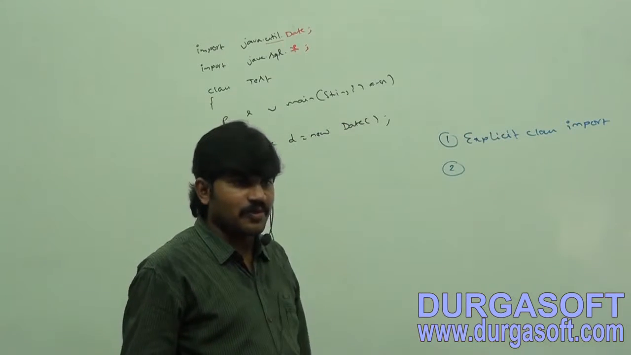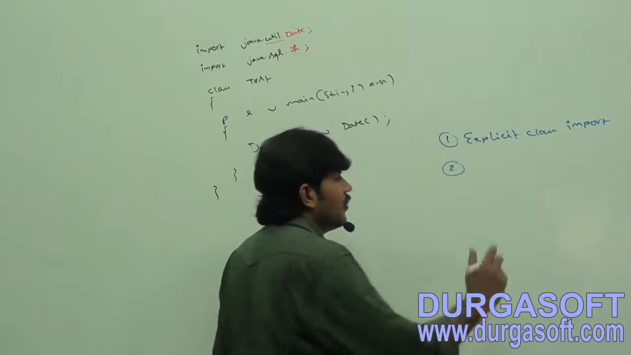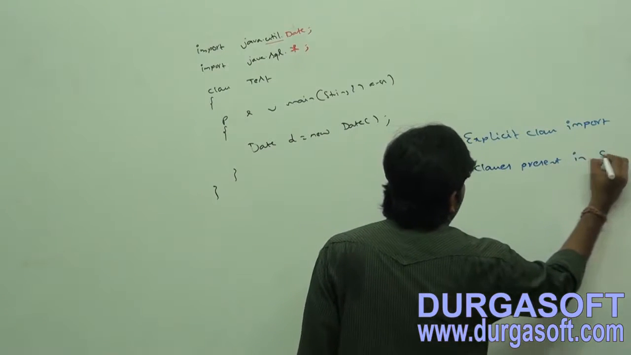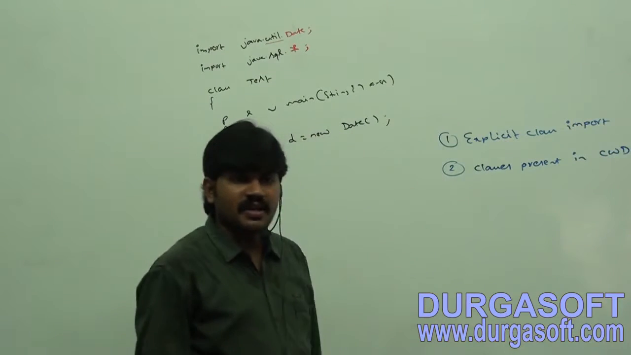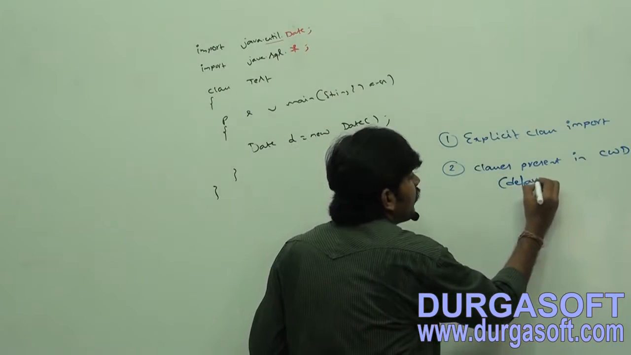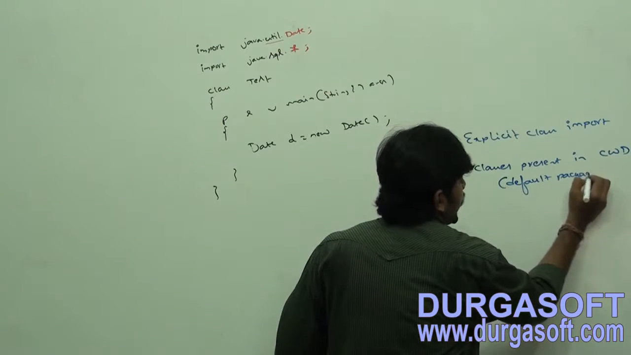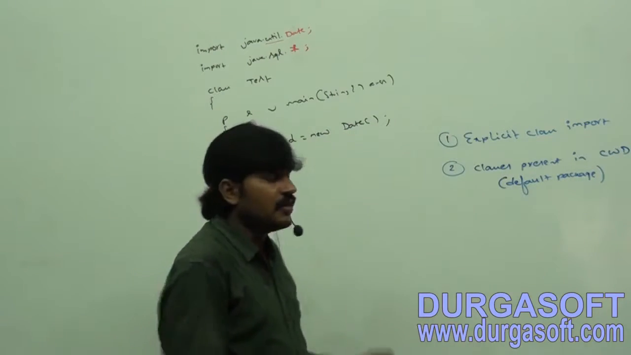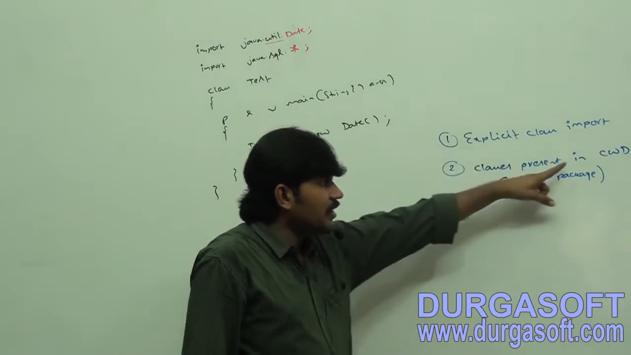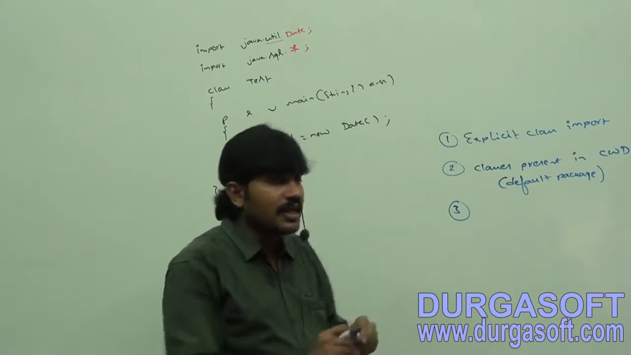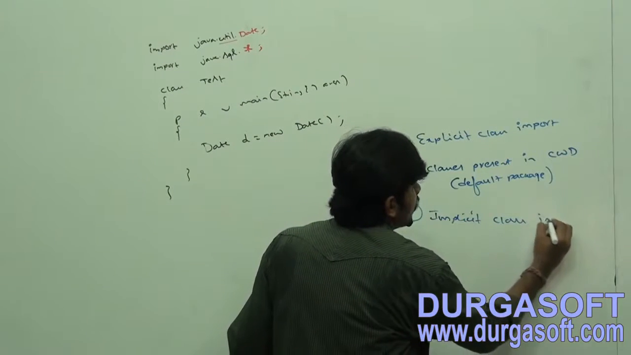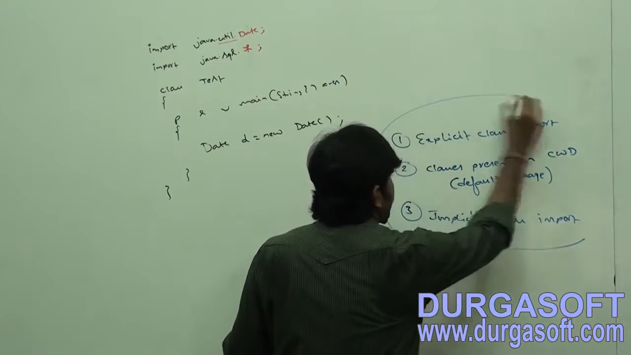First one, explicit class import. Next level priority goes to classes present in the current working directory, which is also known as the default package. If there is no match by explicit import and no match by the current working directory, then only implicit class import will be considered. I hope that is clear.